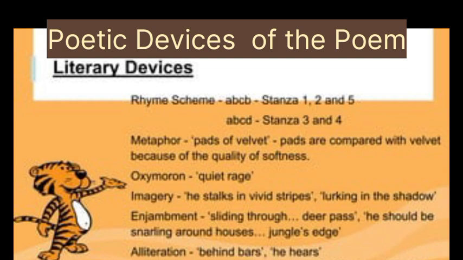Now the next one is metaphor. Metaphor, I hope you know, is when a complete comparison is made by the poet. Now why? Because in "on pads of velvet quiet," metaphor is used. This phrase compares the paws of the tiger to velvet. It is very soft. To show the softness of the paws, the word velvet is compared. That's why here, on pads of velvet, metaphor is used.